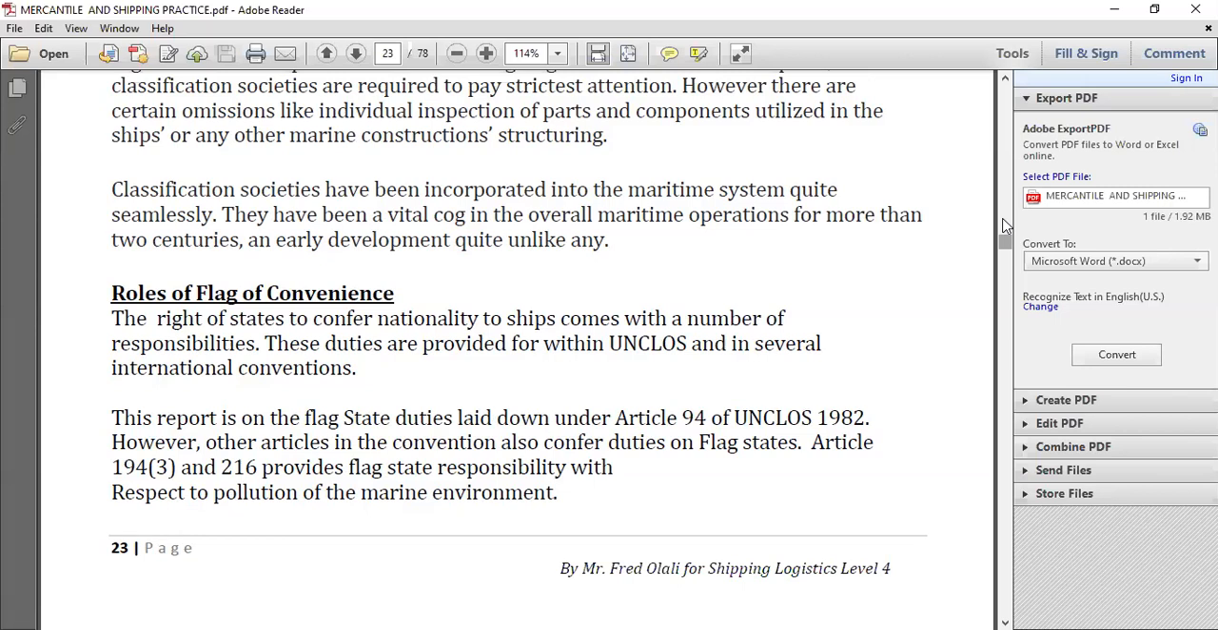So, the right of states to confer nationality to ships comes with a number of responsibilities. These duties are provided for within the UNCLOS and in several international conventions. So this report is on the flag state duties laid down under Article 94 of the UNCLOS 1982. However, other articles in the convention also confer duties on flag states. Articles 194 and 216 provide flag state responsibility with respect to pollution of the marine environment.